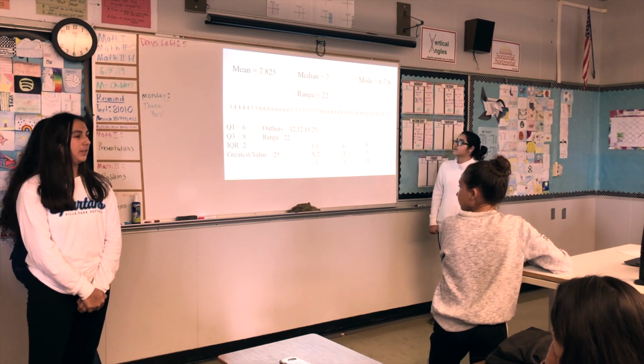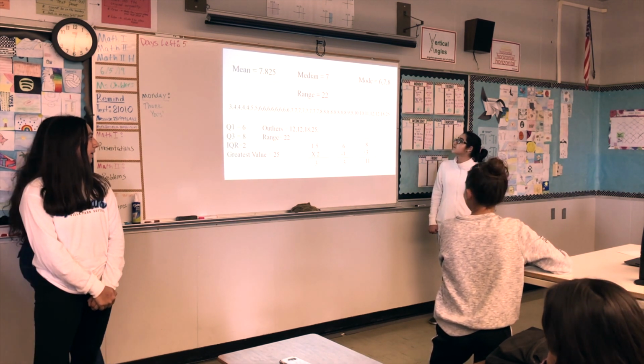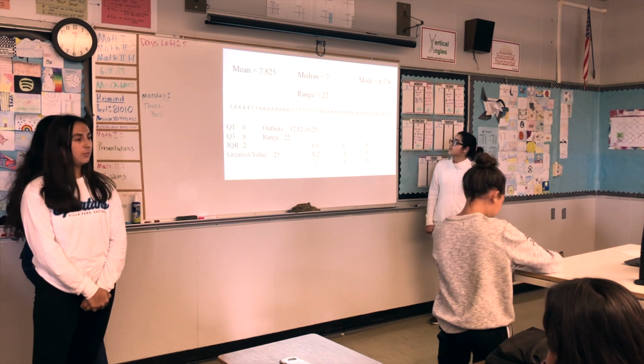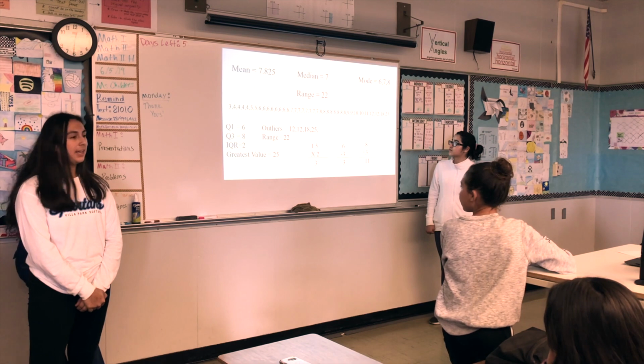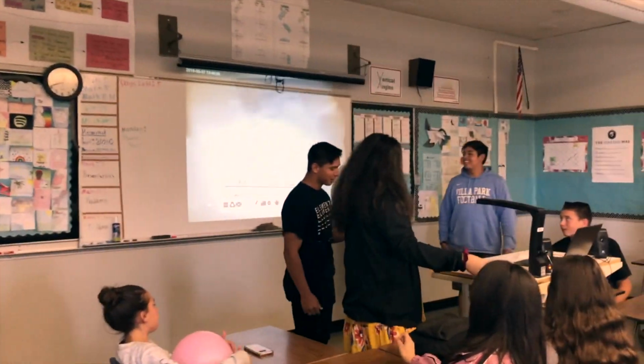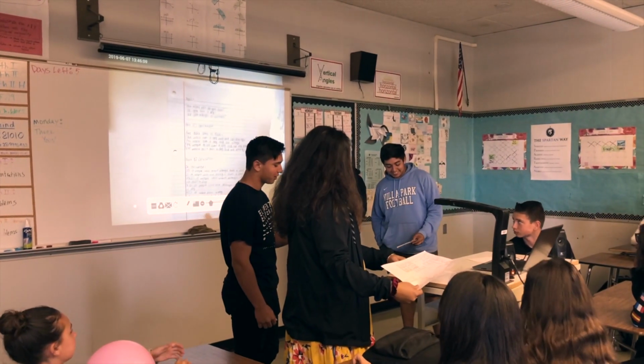Then the median was 7, the range was 22. We found that by subtracting 25 and 3. The mode was 6, 7, and 8. And then Q1 was 6, Q3 was 8, and the IQR was 2. The topics that we have for you are, how many pets do you have, do you own a dog, and are you allergic to animals?